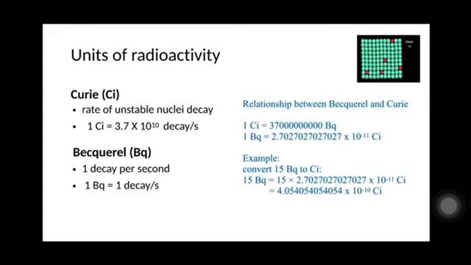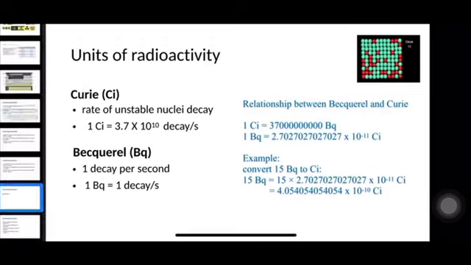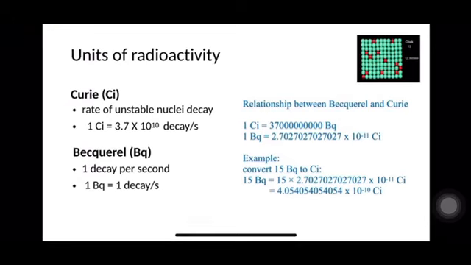So example kalau kita nak convert, okay, 15 Bq to Curie. Okay, so 15 Bq, 15 times 2.7 times 10 to the power of negative 11 Curie. So kamu dapatlah, okay, yang macam saya tunjuk dalam slide tu. Boleh faham ke tidak? Okay, kamu tengok balik lah.